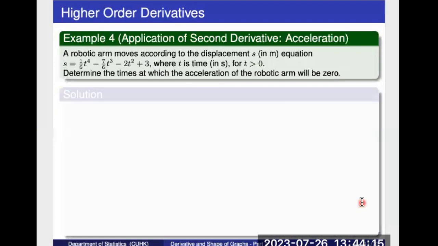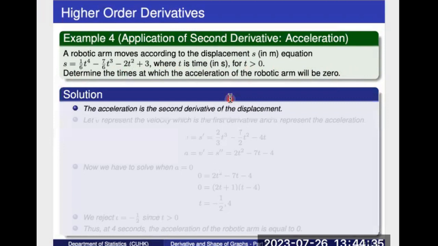Let's look at one more applied example. Suppose a robotic arm moves according to the displacement s in meters equation. s equals 1/6 t to the 4th power minus 7/6 t cubed minus 2t squared plus 3, where t is time in seconds, for t greater than 0. How can we determine when its acceleration will equal 0?